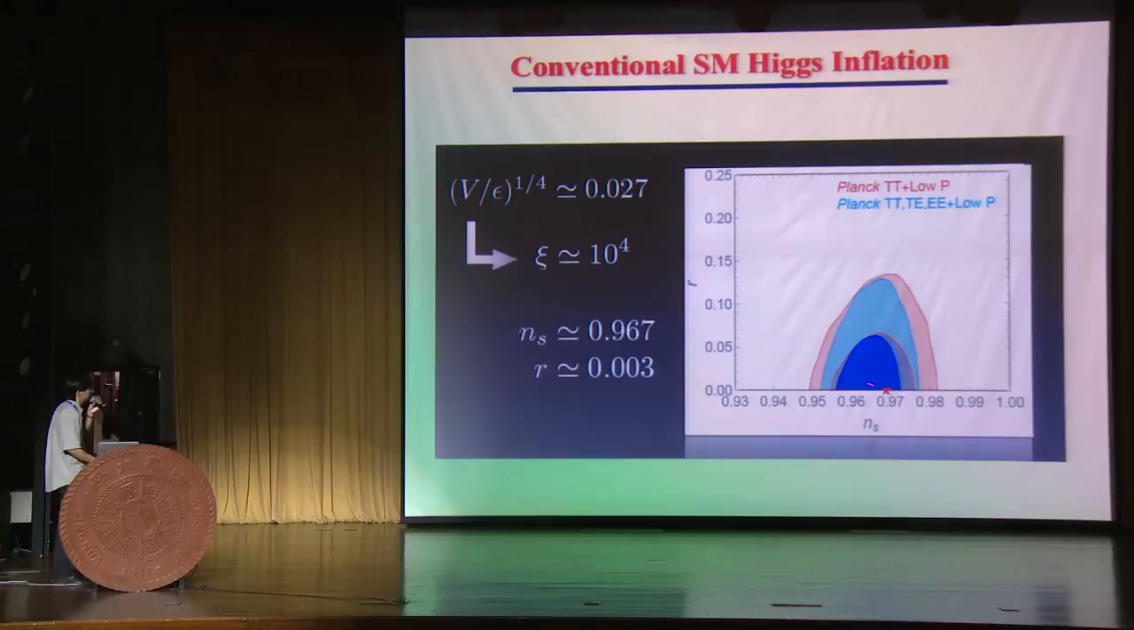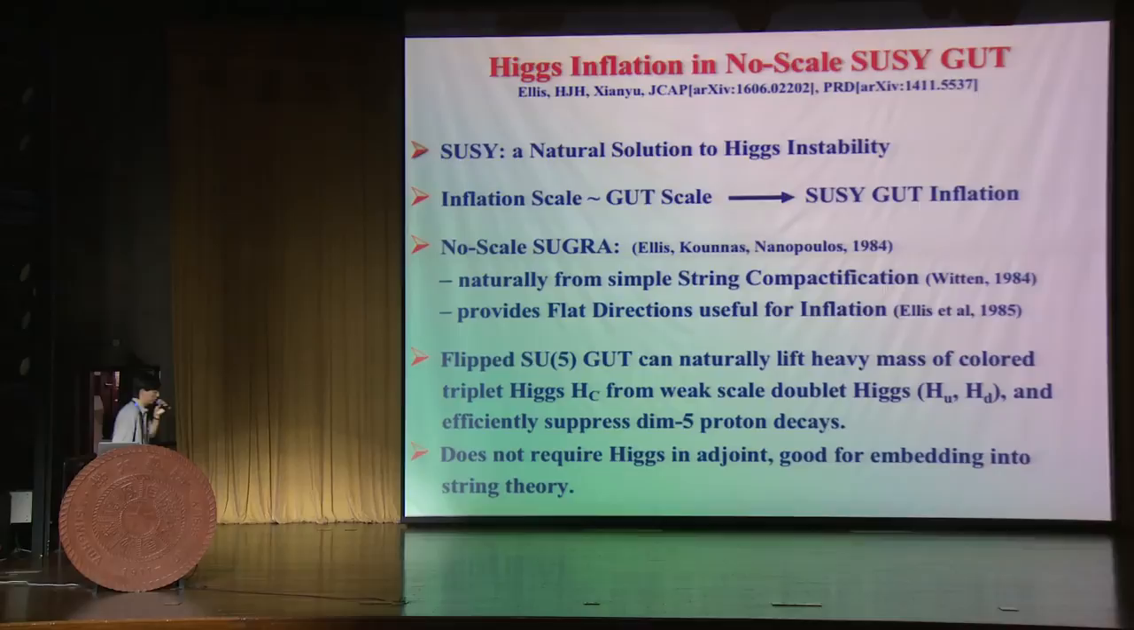Let me just take 2 minutes to emphasize a different, probably more attractive realization of Higgs inflation. SUSY provides a natural solution to the Higgs instability, because in the traditional Higgs inflation within the Standard Model this is impossible. Also the inflation scale is around the SUSY GUT scale, so considering the GUT inflation scenario is particularly attractive. For low-scale supergravity, it gives additional advantages, like emerging naturally from simple string compactification, and providing a lot of flat directions that are useful for inflation model building.